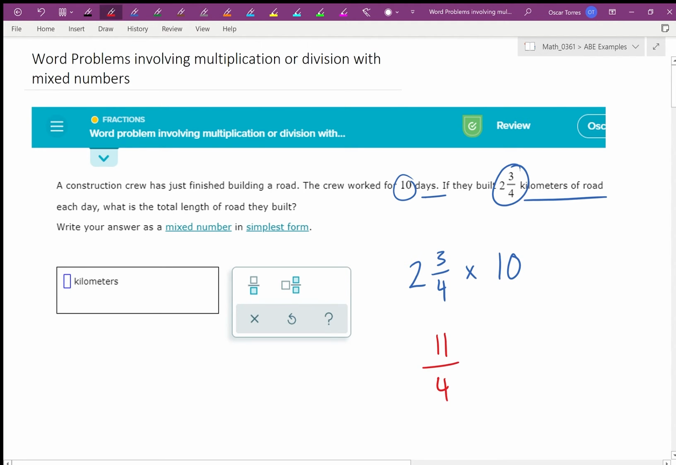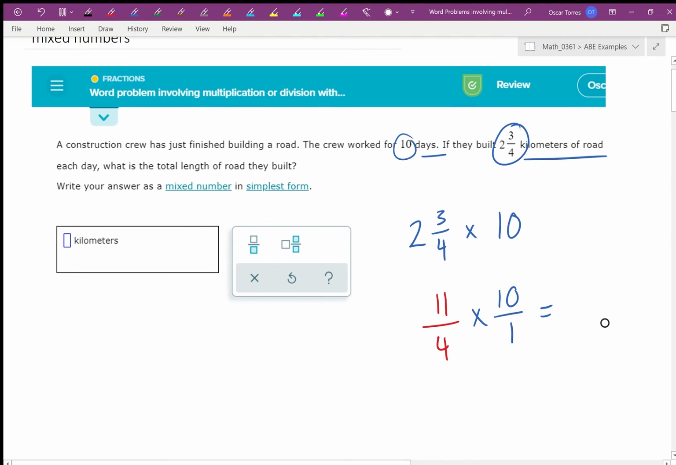So we have 2 and 3/4 becoming 11 over 4, and all we need to do now is turn the 10 into a fraction. How do you turn 10 into a fraction? All you need to do is put it over a 1. So this is really what the problem wants us to do, and we can go ahead and multiply the numbers.